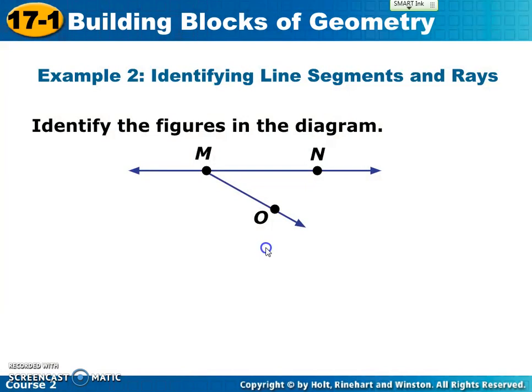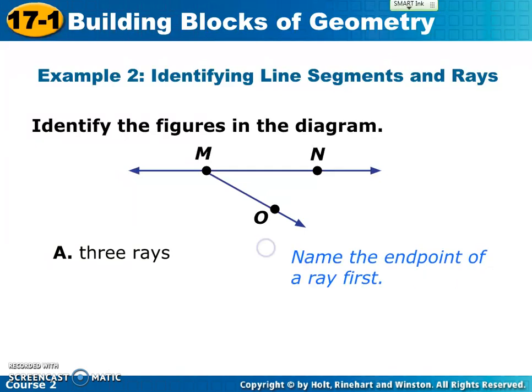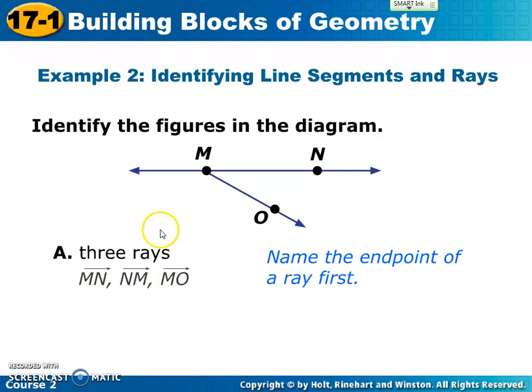In an example, you see on your notes, as we look at these, you want to identify 3 rays. Okay, and when you do so, we can take any point and extend it in one direction. So if we look here, we can name the endpoint MN going to the right. We can go NM going to the left, and MO going down diagonally.